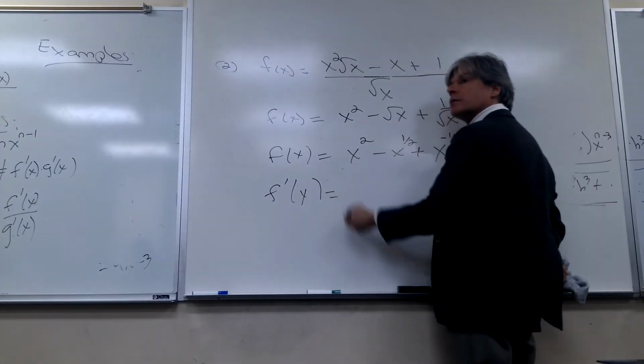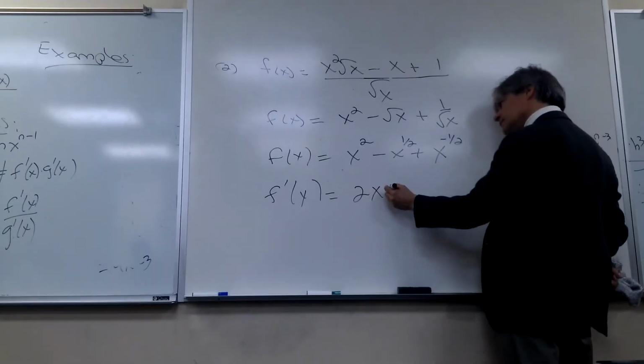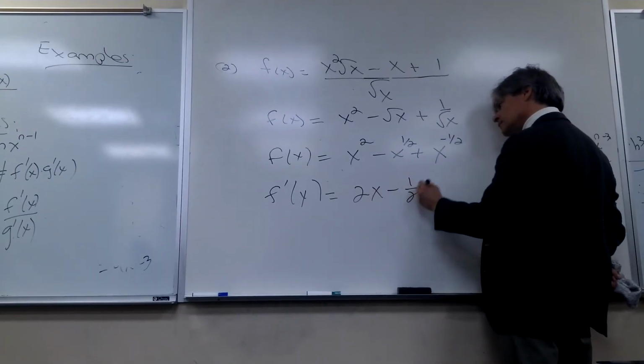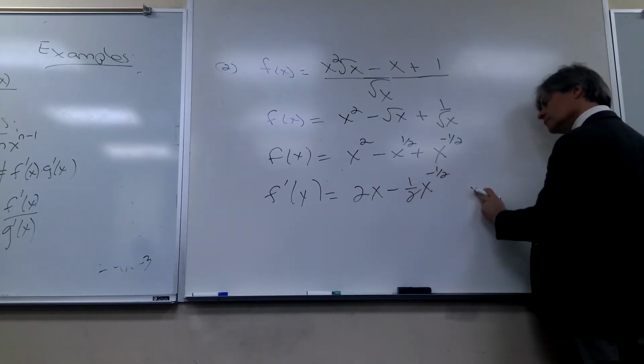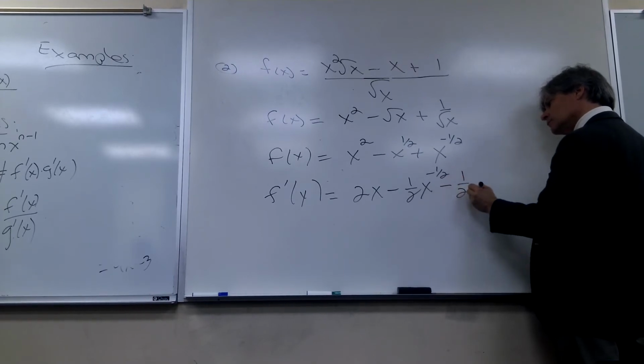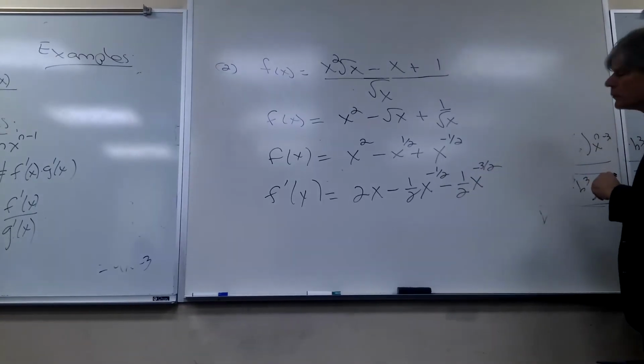Let's do it. I said, let's do it. 2x minus 1 half, negative half, negative x to the negative 3. Very nice. Are you guys happy with my answer?